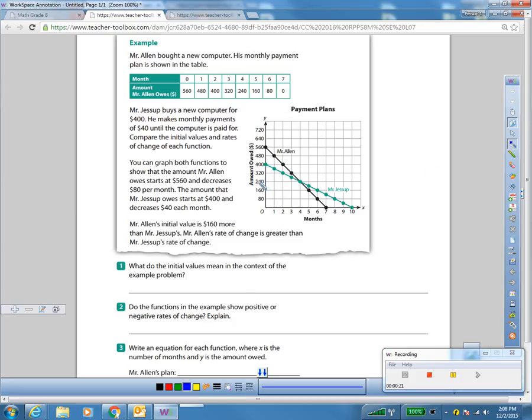As you're looking through this, we're talking about a new computer and monthly payments. So the initial values you can see right here on the graph for Mr. Allen and then Mr. Jessup. And the initial values in this problem would be the cost of the computer.